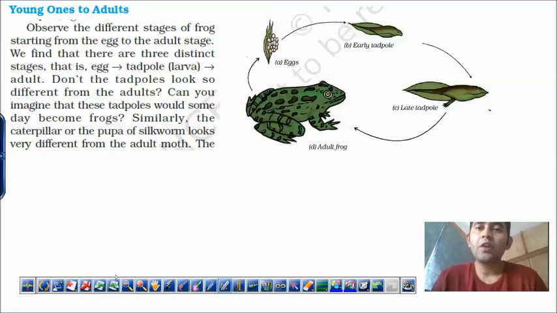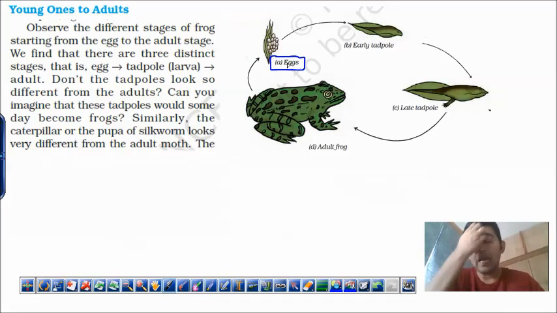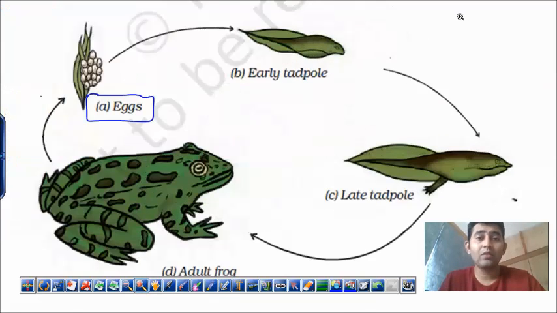This is the story of how a frog develops into an adult. It's very easy. The mother lays the eggs. ये रहा egg. Those eggs are fertilized by father. And after the egg fertilizes, zygote, embryo, and the egg will hatch. So let me, ये cycle दिमाग में बिठा लो.